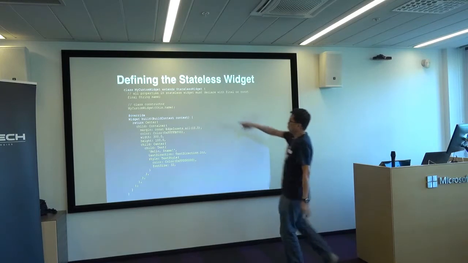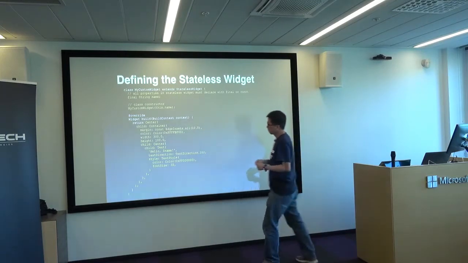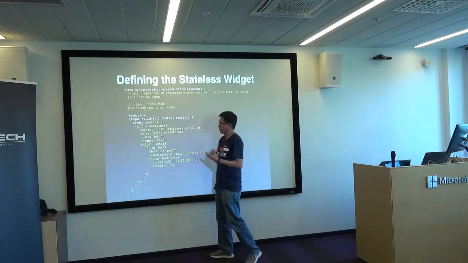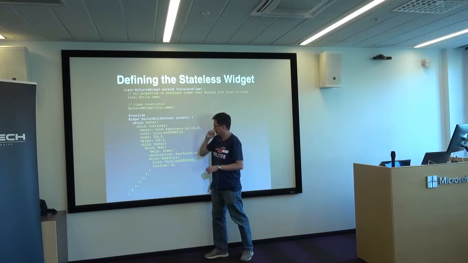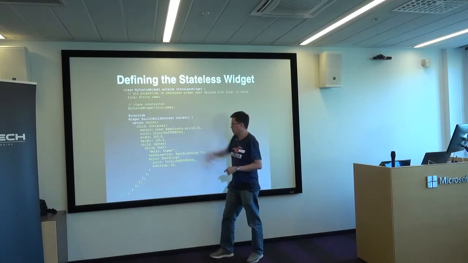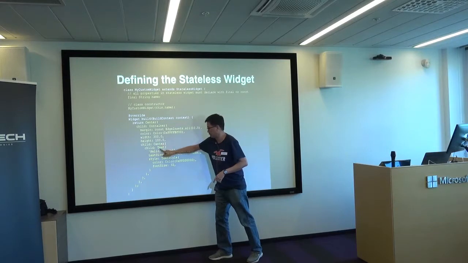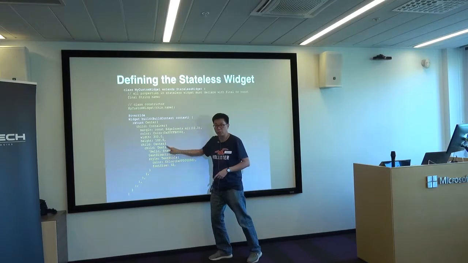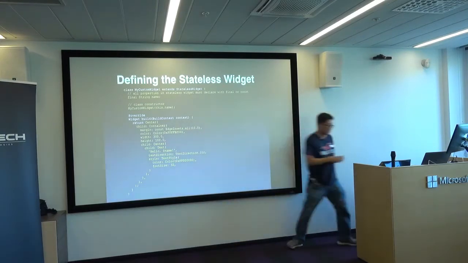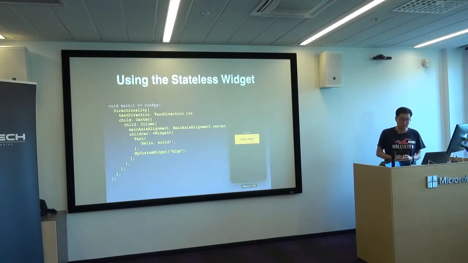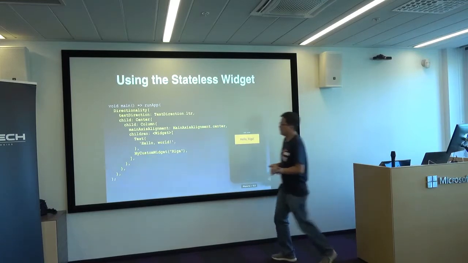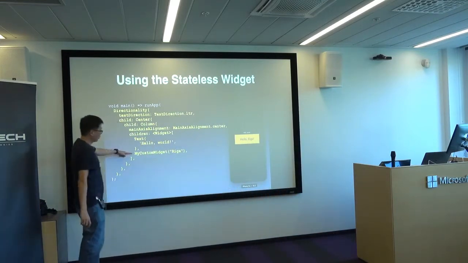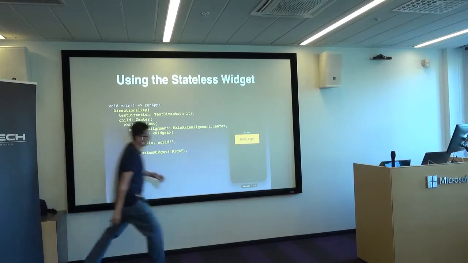I have a widget called MyCustomWidget. I have a constructor here. And in my stateless widget, I basically have a Center. I have a Container, and within this container, I have a child, a Center Text. I want to display hello based on the value that's being passed into this particular widget. And how do I actually make use of that? In my runApp, I could basically specify my widget here.